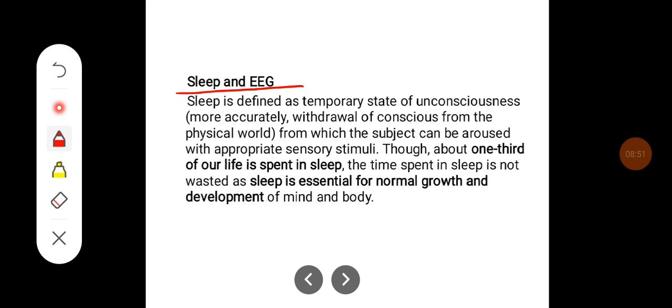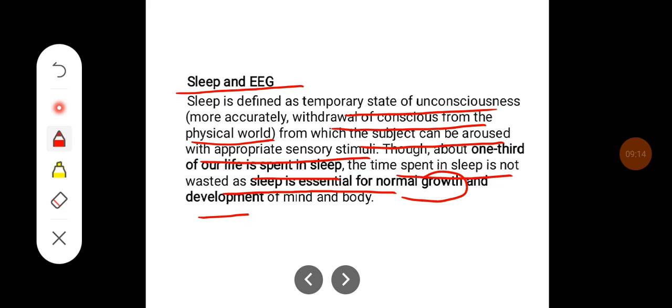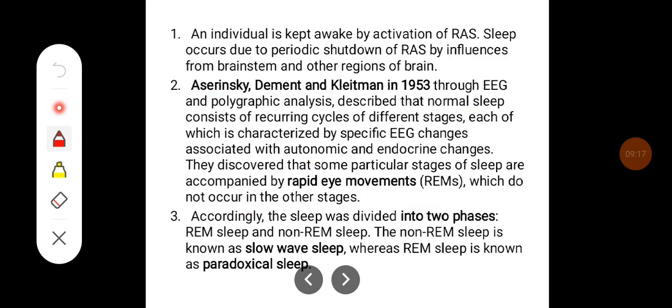Sleep and EEG. Sleep is defined as a temporary state of unconsciousness, or more accurately, withdrawal of consciousness from the physical world, from which the subject can be aroused with an appropriate sensory stimulus. Though about one third of our life is spent in sleep, the time spent in sleep is not wasted, as sleep is essential for normal growth and development of mind and body. An individual is kept awake by activation of the reticular activating system. Sleep occurs due to the periodic shutdown of the reticular activating system by influences from the brainstem and other regions of the brain.